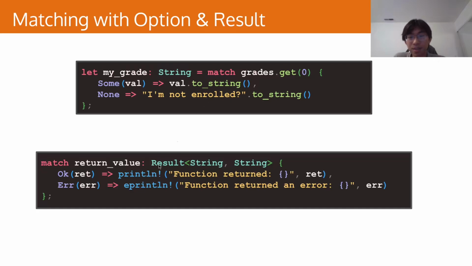Similarly, let's say we had a function that returned a Result, right? We can match for if it's Ok. We know that the function successfully returned a result. Or if there was an error, we can print an error and say, okay, here was the error that we got back from the function.